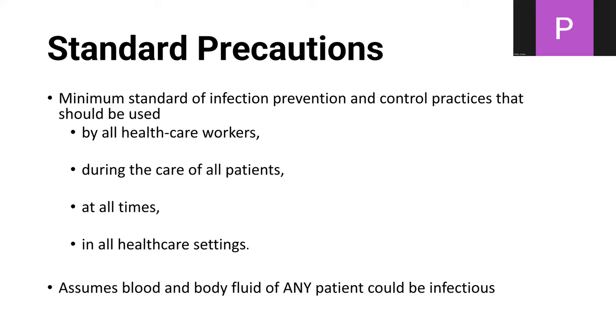So we'll be looking at standard precautions. These are the minimum standard for infection prevention and control practices in the healthcare setting. The principle is that we should assume that every blood and blood product or body fluid of any patient could be infectious. That means they are potentially infectious. Any patient at all, the blood and body fluids are potentially infectious.